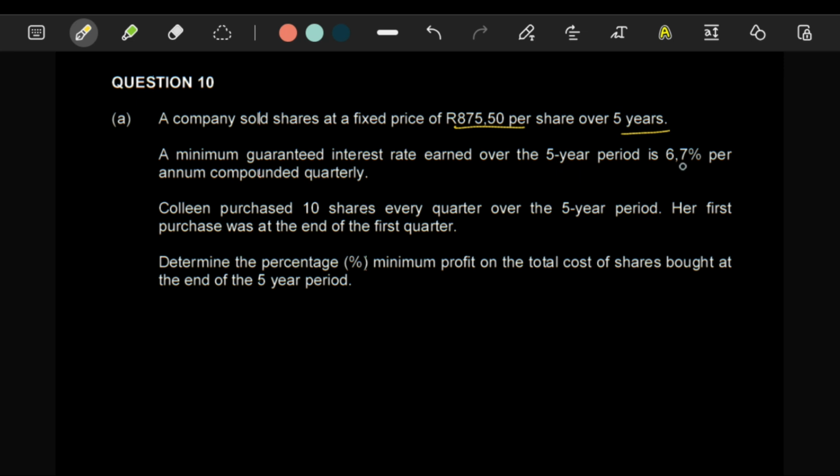And then this is the interest rate, right? And it is compounded quarterly. It says Colleen purchases 10 shares every quarter. So you can almost think of it as a scenario where, before you can even worry about determining the percentage minimum profit on the total cost of the shares bought, just find out how much her shares would have accumulated to after 5 years first, and then find out how much she spent for those shares. So let's see here, spent first.